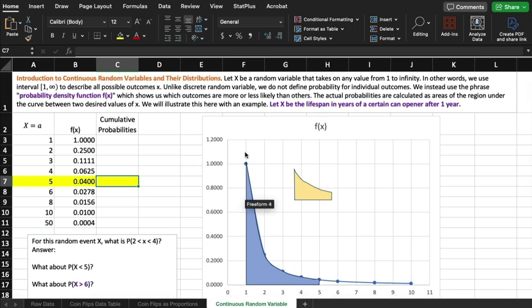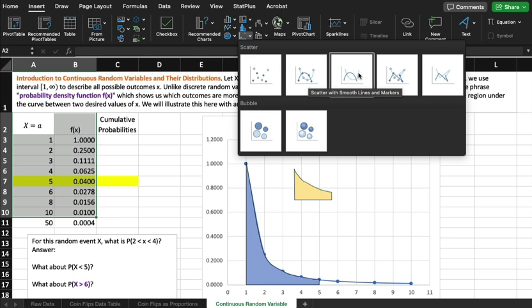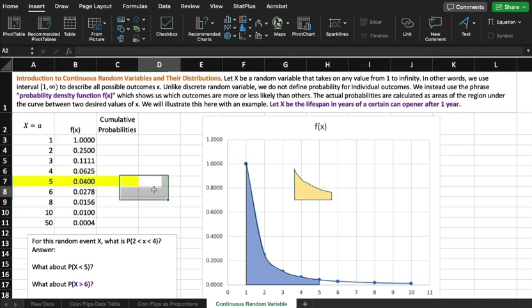Oh, and by the way, how did I make the graph? I highlighted both columns A and B, all the way down to x equals 10. And I went to insert, and I inserted a scatter plot. You can do the scatter plot with smooth lines, or the scatter plot with smooth lines and markers. But don't just make the scatter plot. Make sure you make a smooth curve, okay? So we want a smooth curve for our graph of little f of x. And that's how I made the graph.